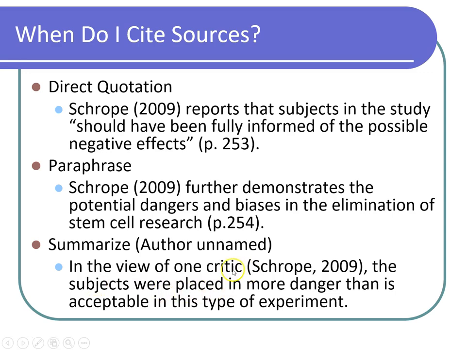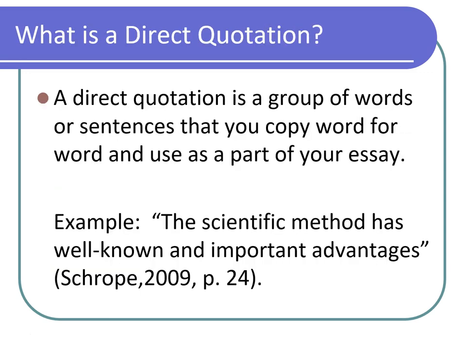So here, look at the example. In the view of one critic, Schroep, 2009, the subjects were placed in more danger than is acceptable in this type of experiment. Because remember, you didn't come up with this information. This particular individual did. Okay, so that's why you're going to cite it. So let's dig into these just a little bit further, and then we'll move on.